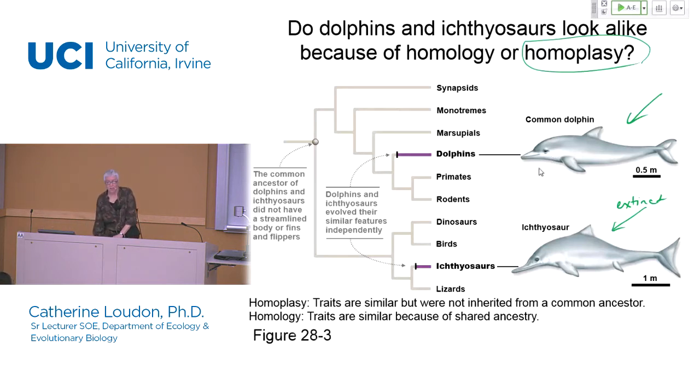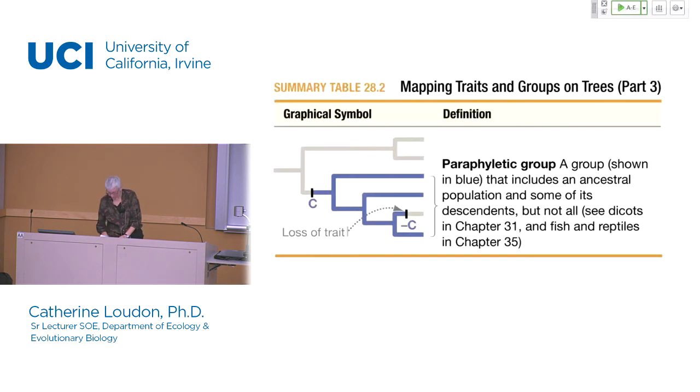Now note, of course, that if the only traits we used to generate this tree in the first place were streamlined shape and fins or flippers and long jaws and sharp teeth and so on, they would end up as sister taxa, right? But if one uses a very large number of other kinds of traits, then this allows one to pull out what are truly homologous traits and what are truly examples of homoplasy, as shown here.